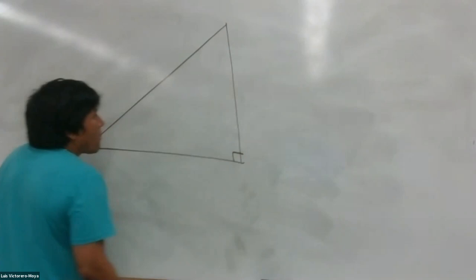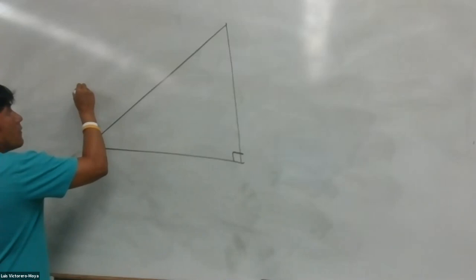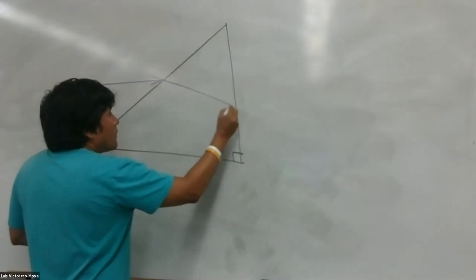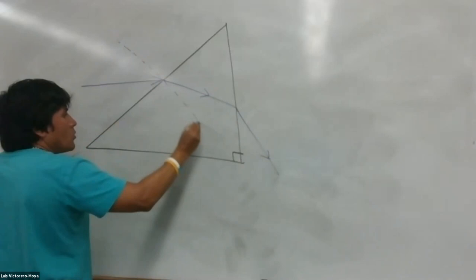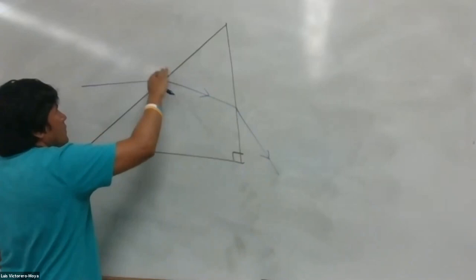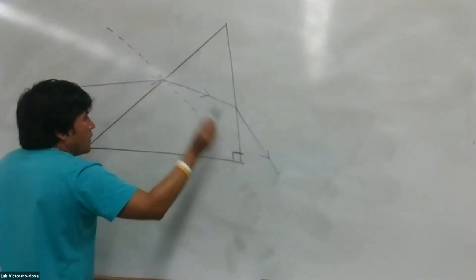The light goes like this, then goes like this, and then goes like this. So there are two normals, right? We know this normal goes through. There it is. There.